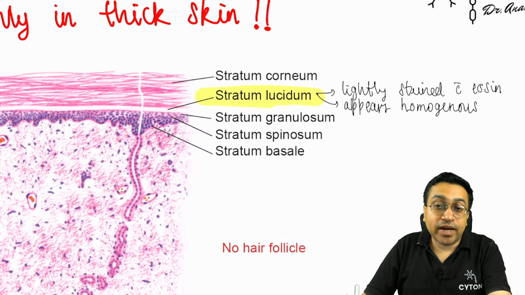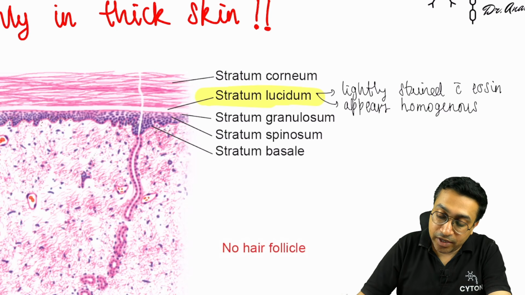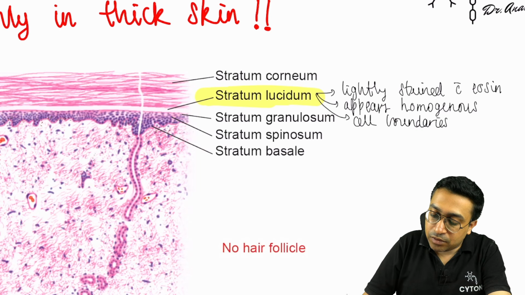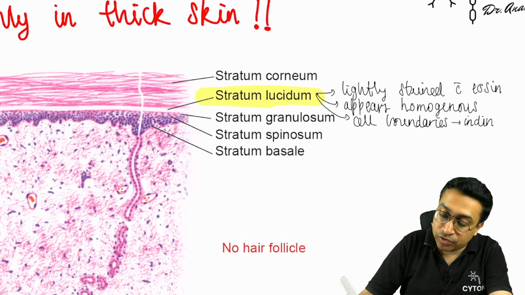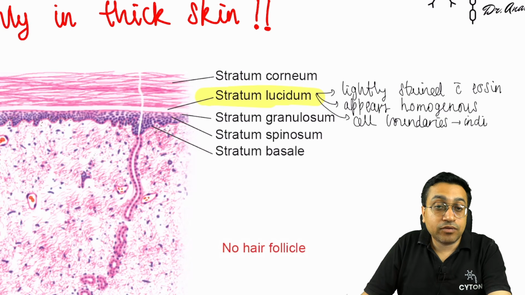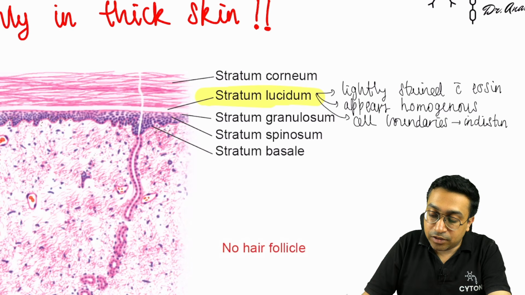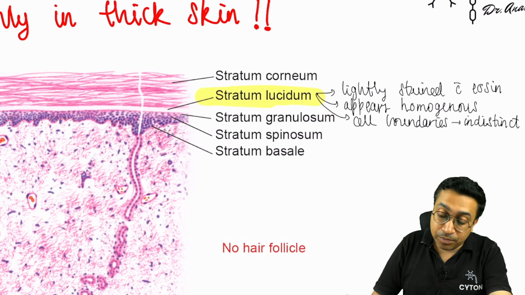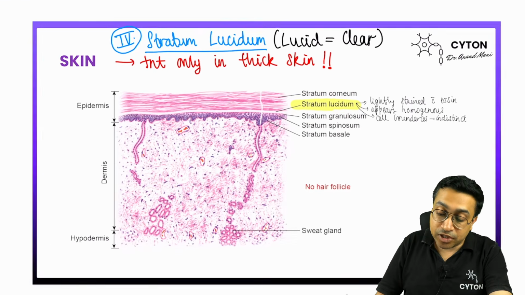Okay, and their cell boundaries are indistinct. We cannot make out the boundaries of the cells. We cannot distinguish between the different cell boundaries. And the nuclei and cell organelles become disrupted and disappear towards the superficial layer.